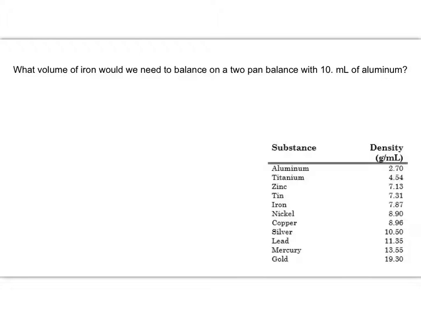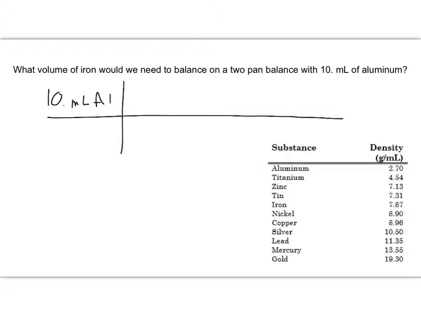So, using the same exact plan as before, we're going to start with 10 milliliters of aluminum. And we're going to set up a little grid here. So we know that we can convert milliliters of aluminum into grams of aluminum by using the density. So we know aluminum is 2.70 grams for every 1 milliliter, and we know that because we get that right off of our chart here.